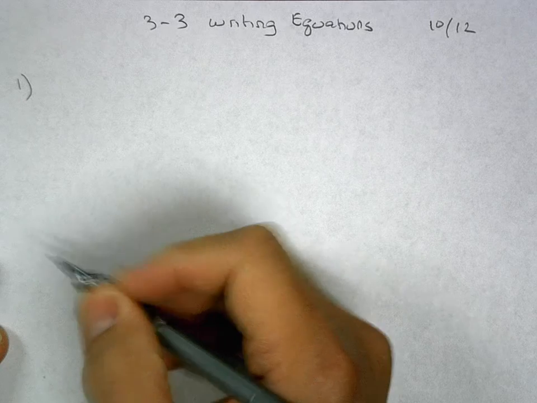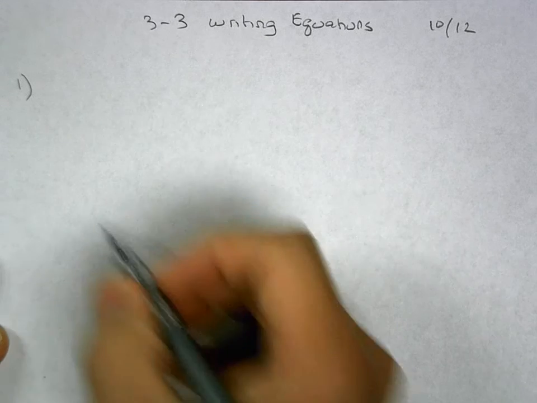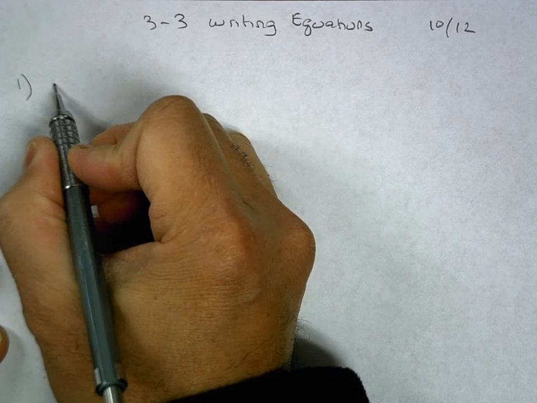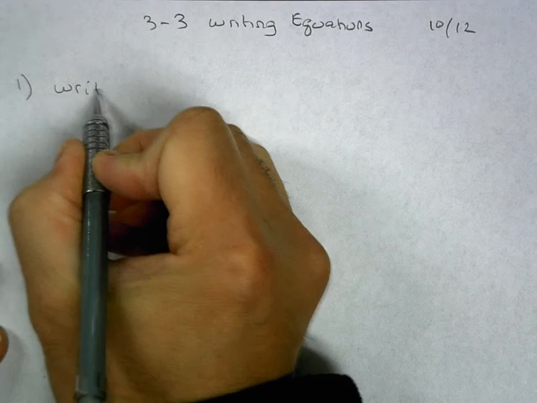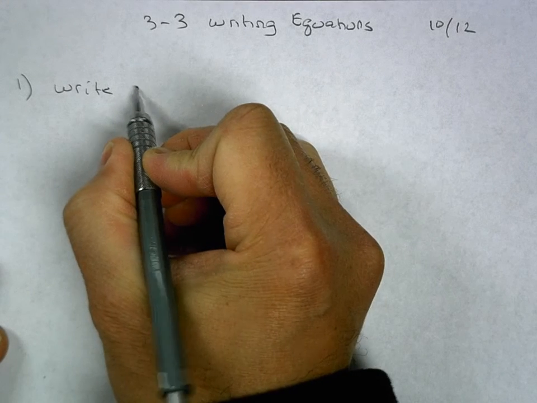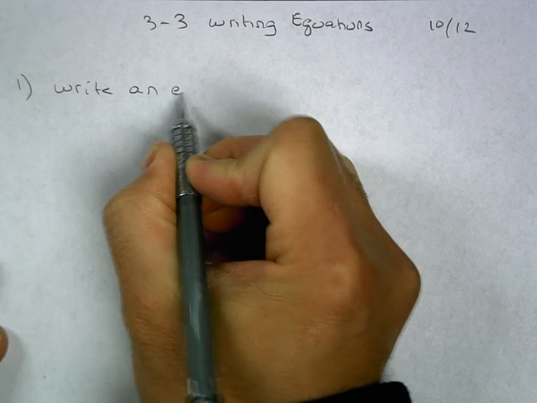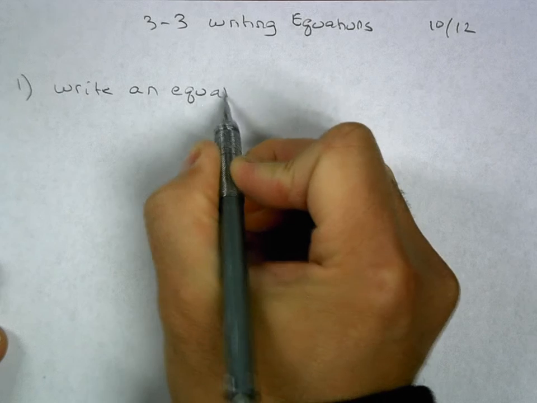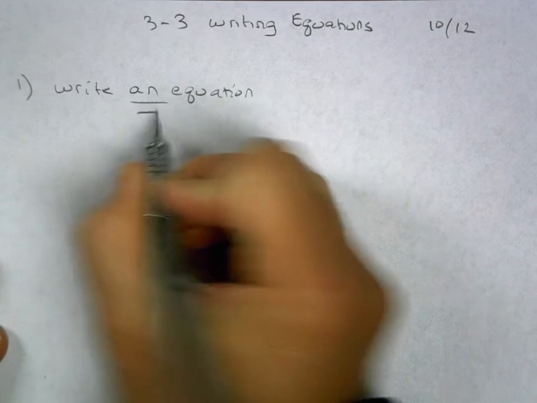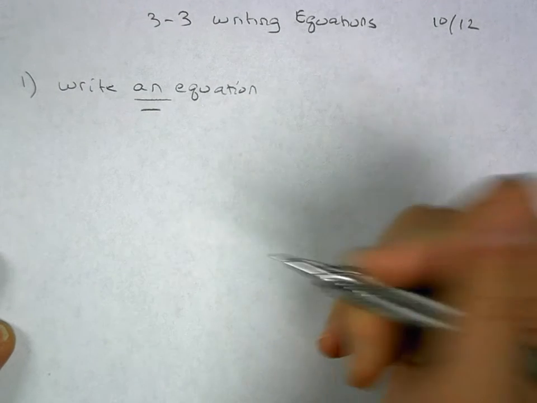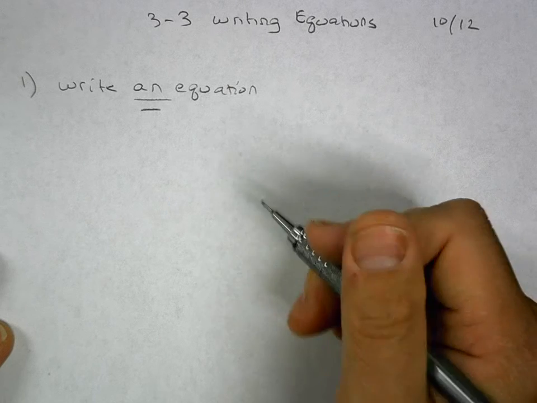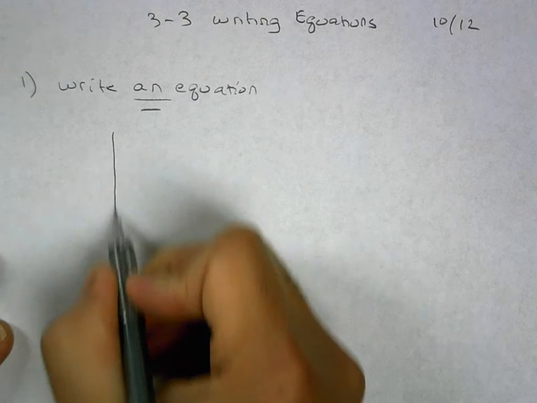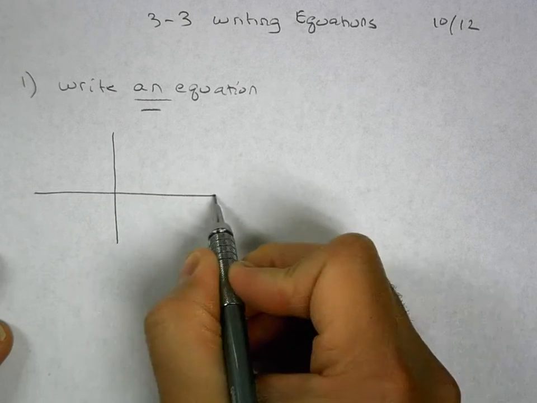All right, so number one. So these first two examples kind of typify what we're doing. So number one, I want you to write an equation for what you see. I'll go ahead and underline "an equation" because there could be more than one answer. All right, so they will give you a graph.